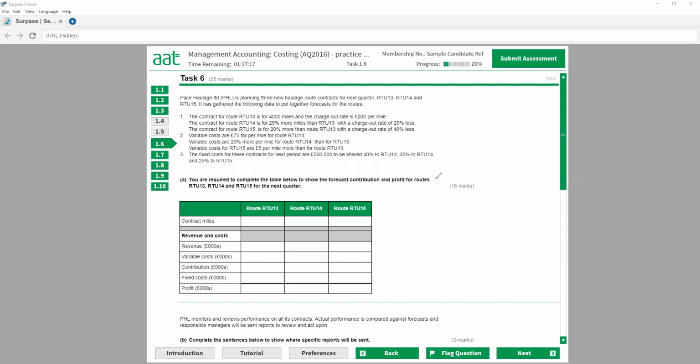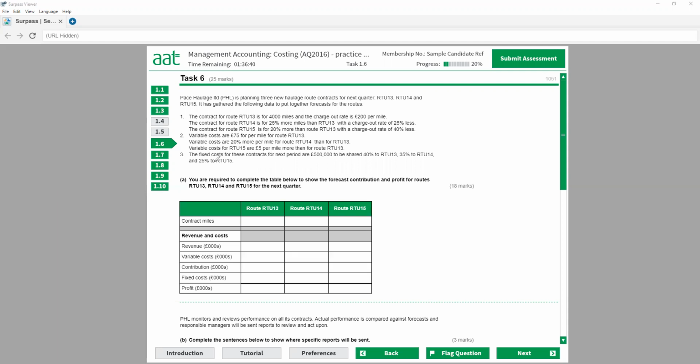And then we have the next one. The contract for R14 is 25% more than R13, with a chargeable rate 25% less. The contract for R15 is 20% more than route 13, with a chargeable rate 40% less. The variable cost is 75 for R13. Variable cost for R14 is 20% more than R13. And variable cost for R15 is £5 more than R13.